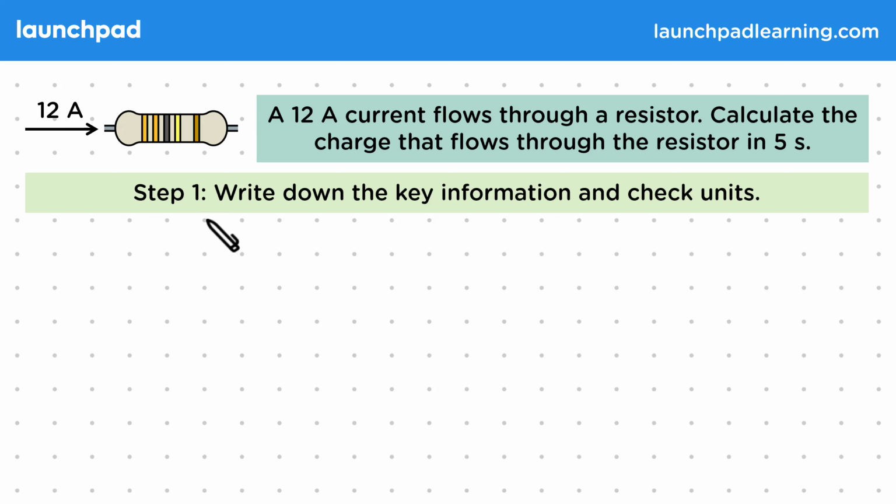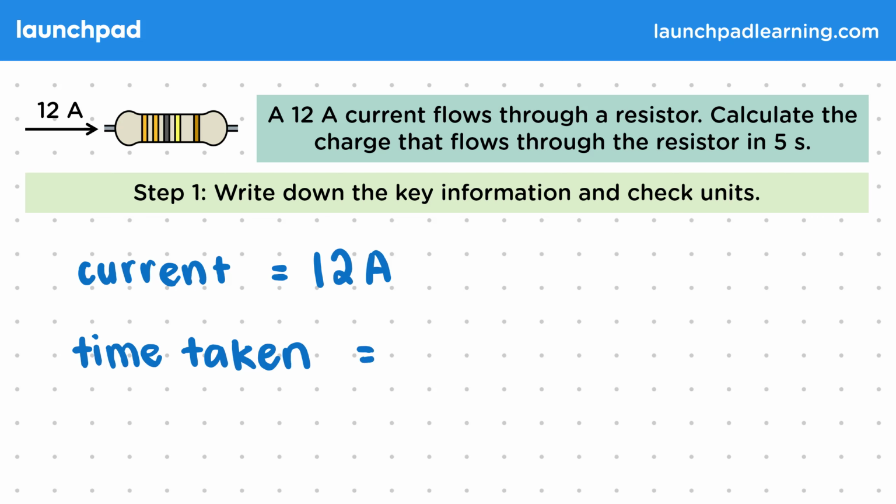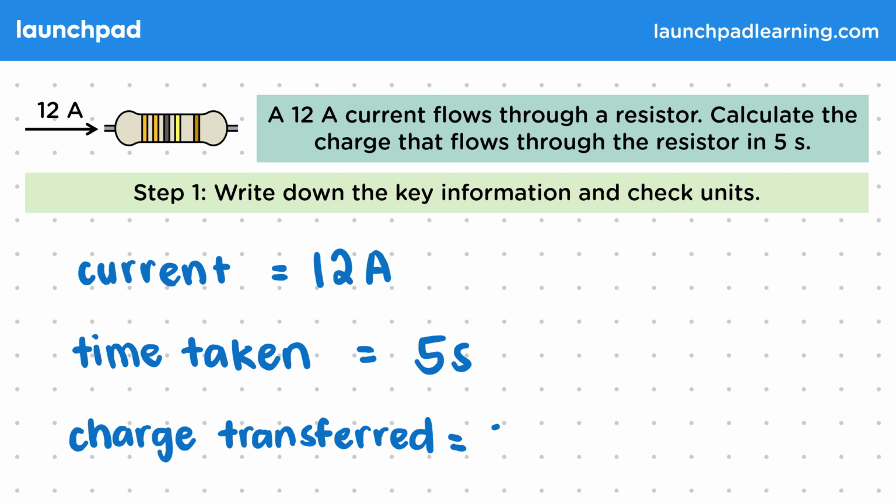So for the first step again, let's write down the key information and check the units. The current is equal to 12 amps. And the time taken is equal to 5 seconds. We want to calculate the charge transferred. So it's really important that we check our units as we go through the question to make sure we don't lose marks in our final answer, even if we use the right method.